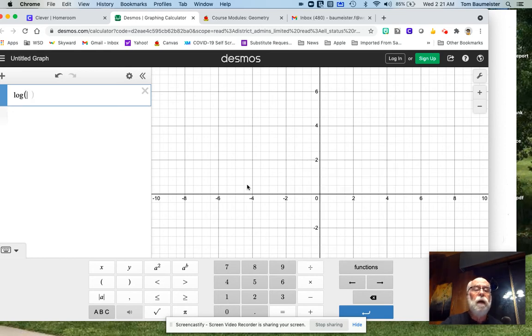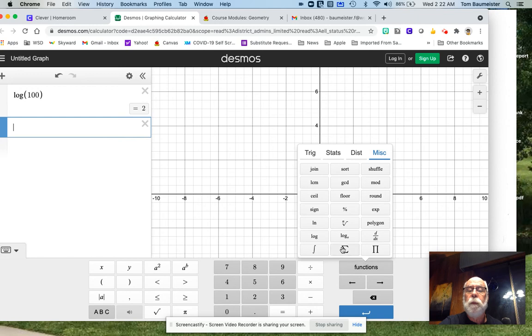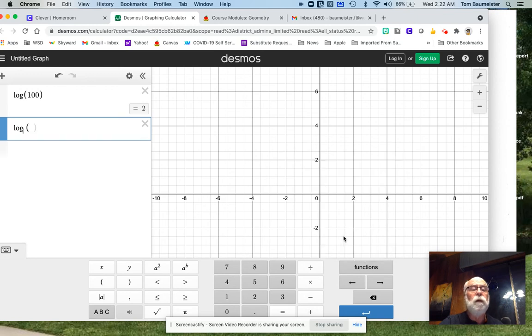So remember, if it's just log, it's to the base of 10. So I'm going to show you that we're going to get the same thing. So I have log there, and I'm going to take 100, and it's equal to 2, all right? If I use the other one, so this one right here, notice how it left the base there. So I'm going to do the base 10 there. And if I put 100 in here, notice I get the same thing.